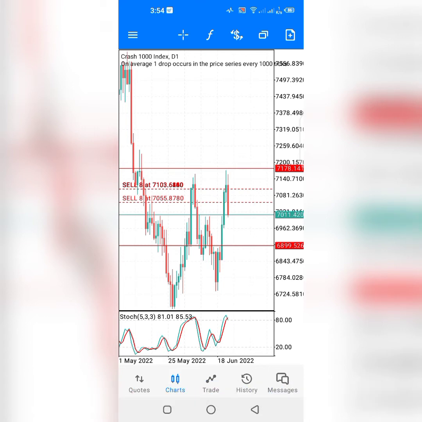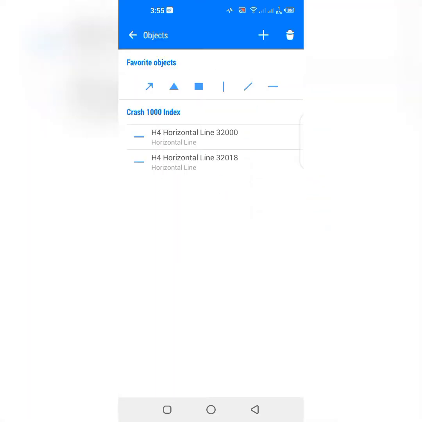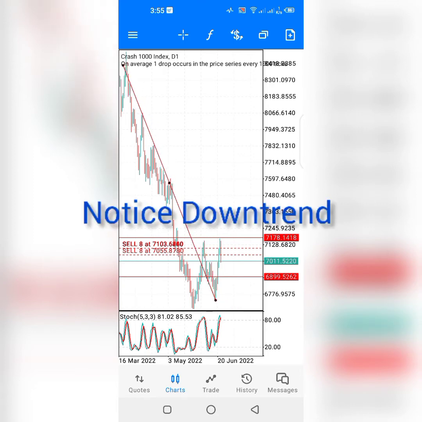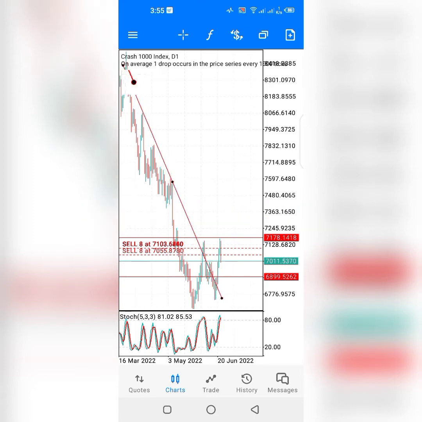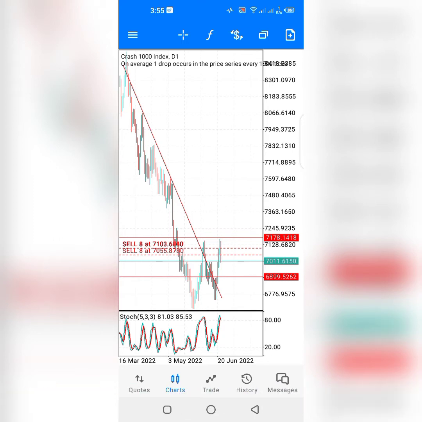This is the daily time frame. As you can see, for Crash 1000 Index, on daily we can see that the trend of the chart has been coming down for a while. Okay, so it has been coming down, and mind you guys, before I proceed, let me say this. Anytime you're trading, put one thing in mind, that you are not trading against the trend. Okay, you're not trading against the trend. That's a very huge tip that's going to place you higher in your trading career.